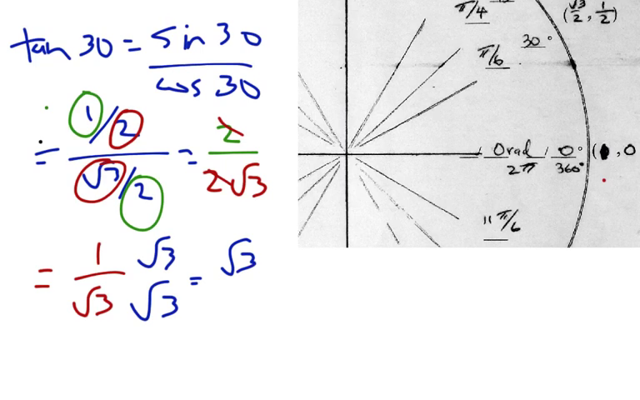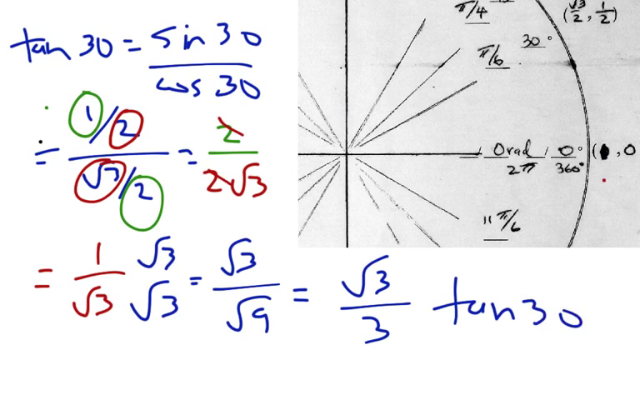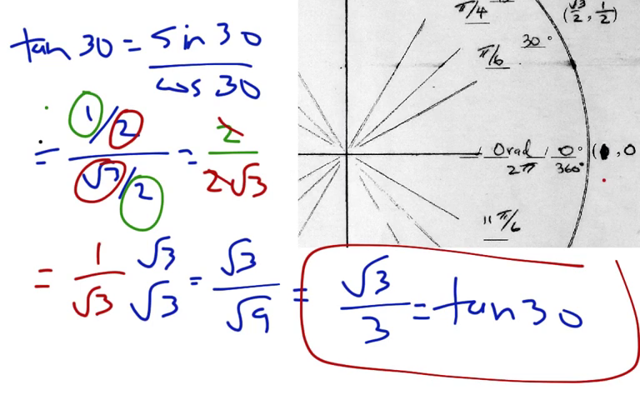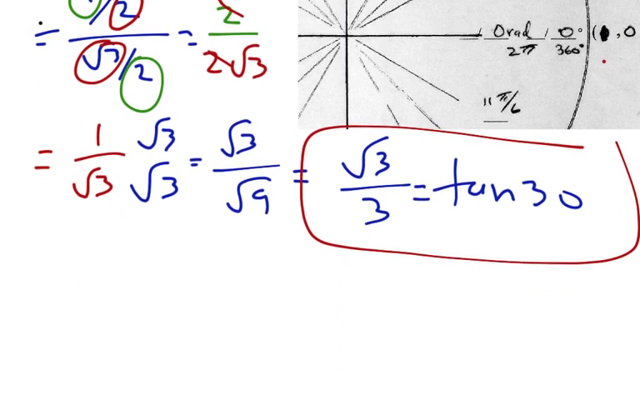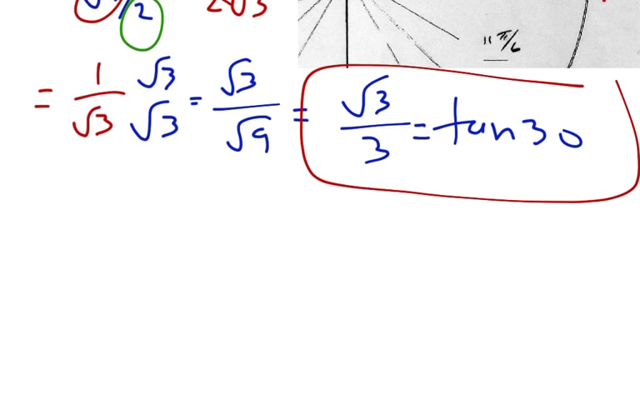You're going to get on the top square root of 3 over square root of 9, which is going to give you square root of 3 over 3. So tangent of 30 is equal to square root 3 over 3. I want to find the cotangent. Okay, but what's cotangent? So let's do cotangent of 30.